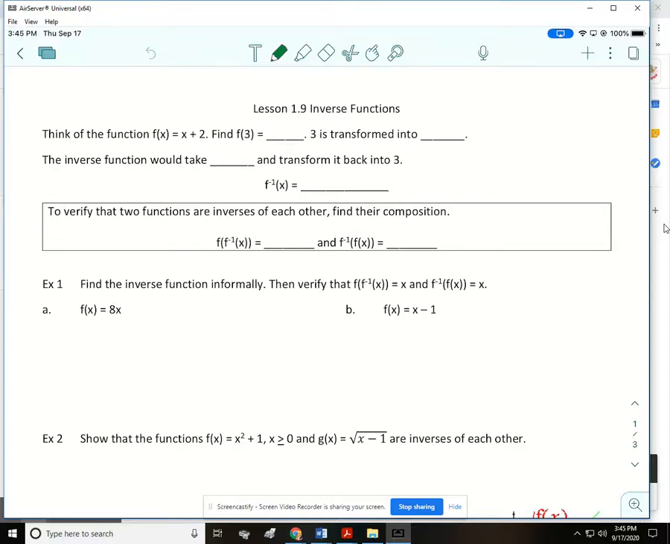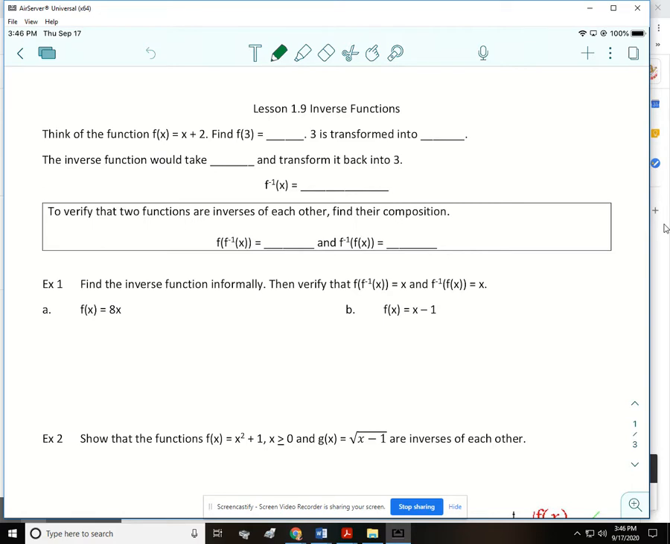Lesson 1.9 is on inverse functions, and we're going to do part of this note sheet today, and then we'll do the rest of it on Monday. So we're going to first just start off talking about what an inverse is and what an inverse does.